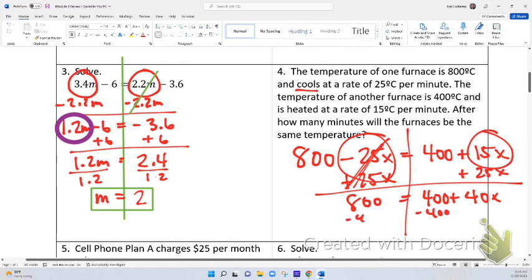Subtract 400, subtract 400. You get 400 equals 40x. Divide by 40, divide by 40. And you get x equals 10. So the question wants to know after how many minutes will the furnaces be the same temperature? So it's after 10. Oops, let me write it in here. It's after 10 minutes. So after 10 minutes, the temperature will be the same based off of the two furnaces.